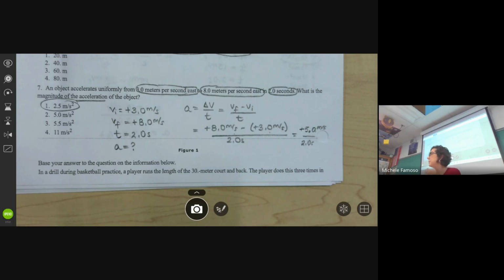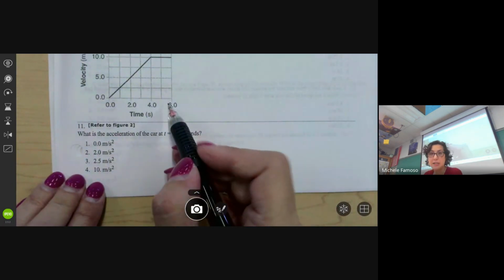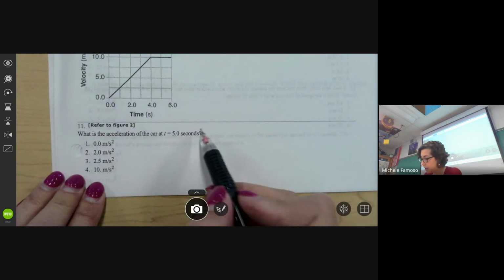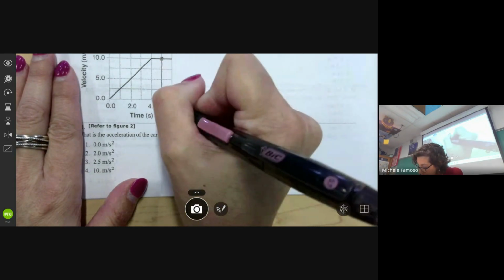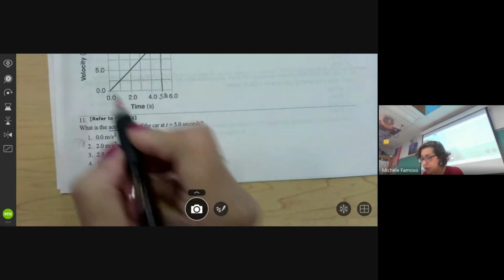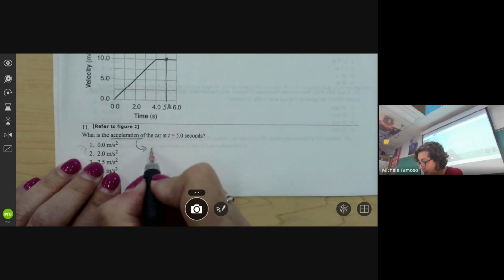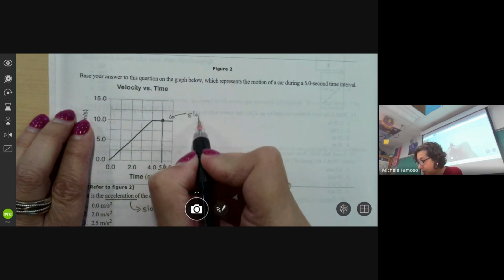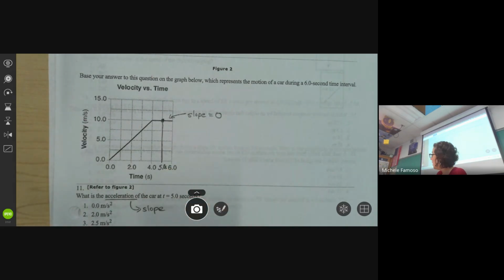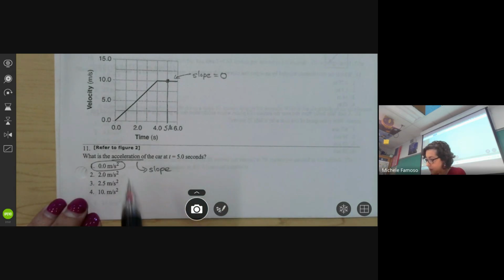Anything else through 11? Number 11. Number 11 is referring to this graph right here. I want to know the acceleration at 5 seconds. Right here is 5 seconds. Acceleration from a graph of velocity time is the slope. So if I were to look at the slope of the line segment right there, that slope is 0 because it's a horizontal line, which means at that moment in time, there's no acceleration, choice 1. Anything else through 11?